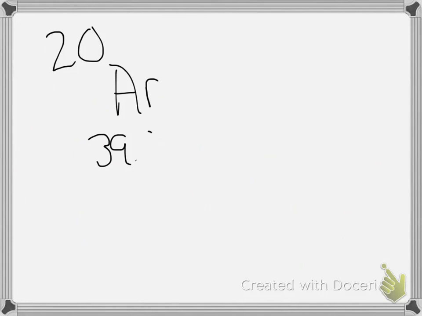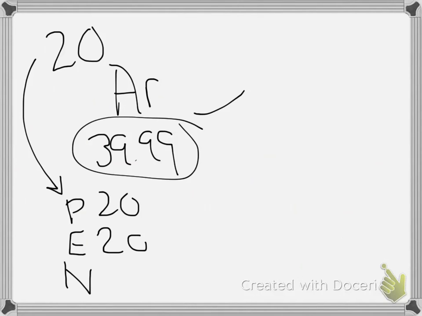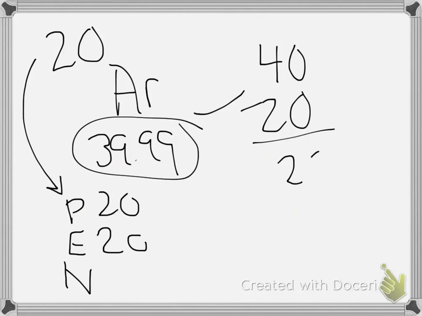Let's do another. If we do argon, which is atomic number 20, Ar, 39.99, again our atomic number becomes our protons and our electrons, so it becomes 20 and 20 for that. And our neutrons come from doing this rounded to the closest whole number, so 39.99 rounds to 40, minus 20, because that's my number of protons, and so I'm left with 20 neutrons. Okay.